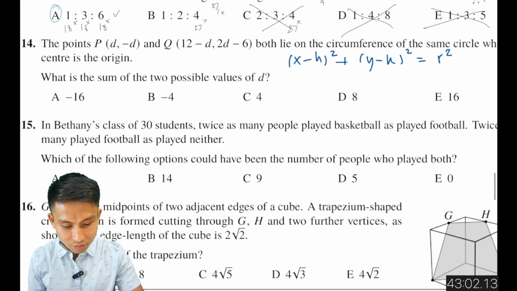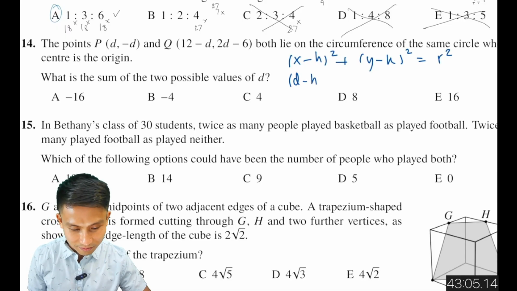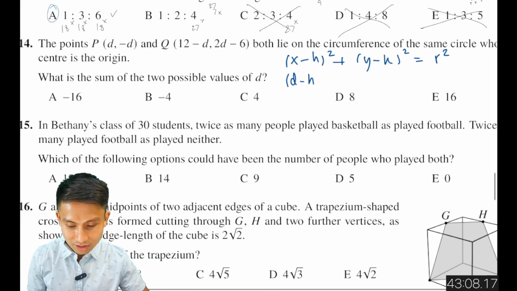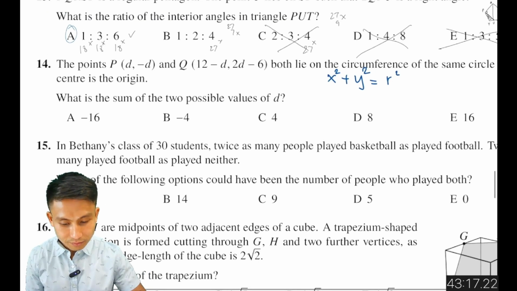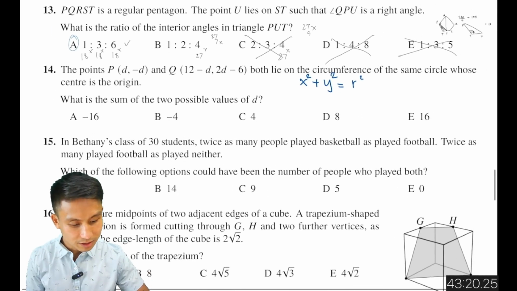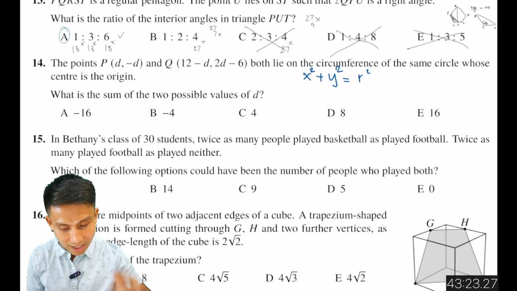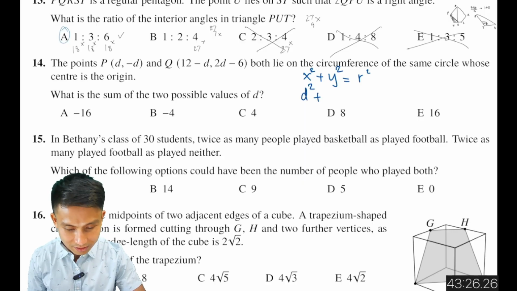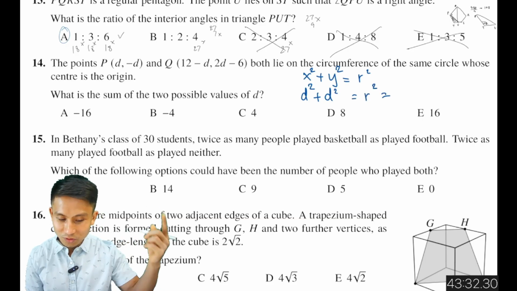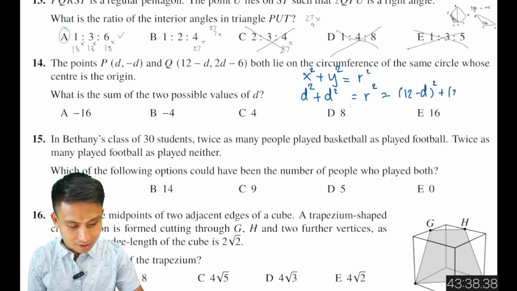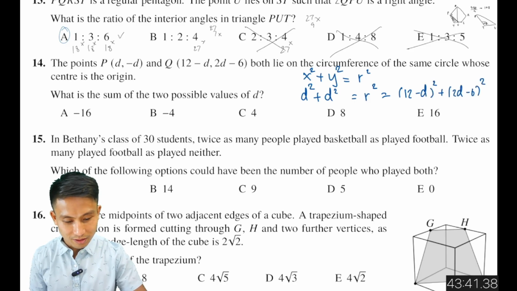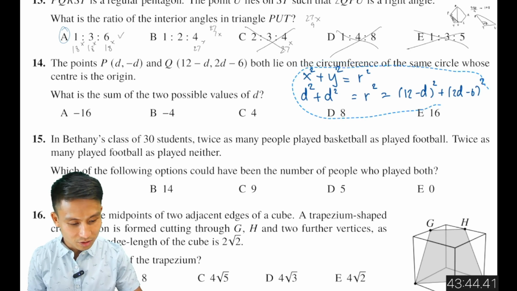So basically, if I put d in, wait, hang on, it lies on the circumference of the same circle whose center is the origin. Oh, it is the origin, so it's much simpler than that. It's just x squared plus y squared equals r squared. Okay. And then, because we have 2 points on the circle, we can plug in d squared plus d squared here, equals r squared, and then the other one is 12 minus d, squared, plus 2d minus 6, squared, yeah? So that's just using the circle equation, basically.